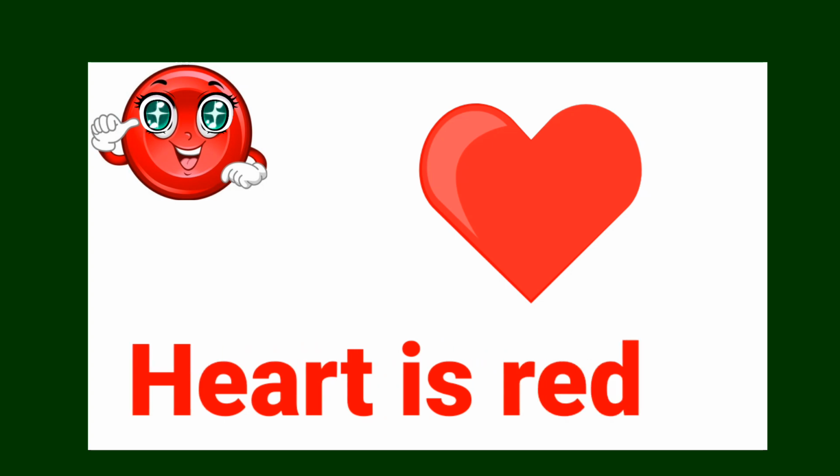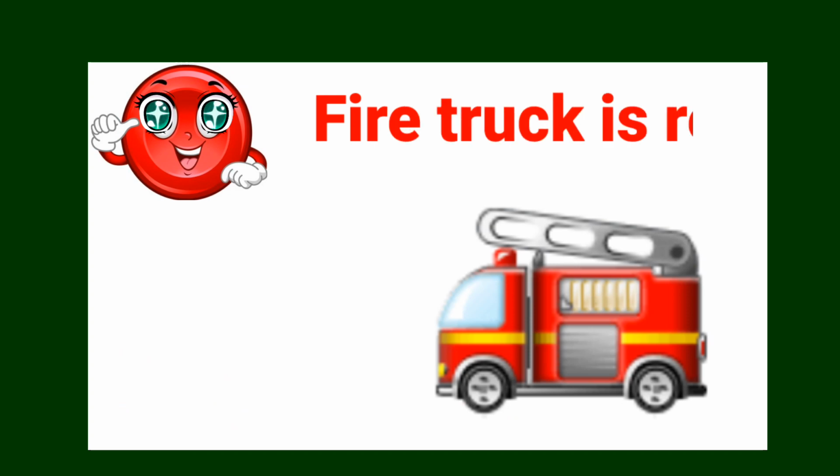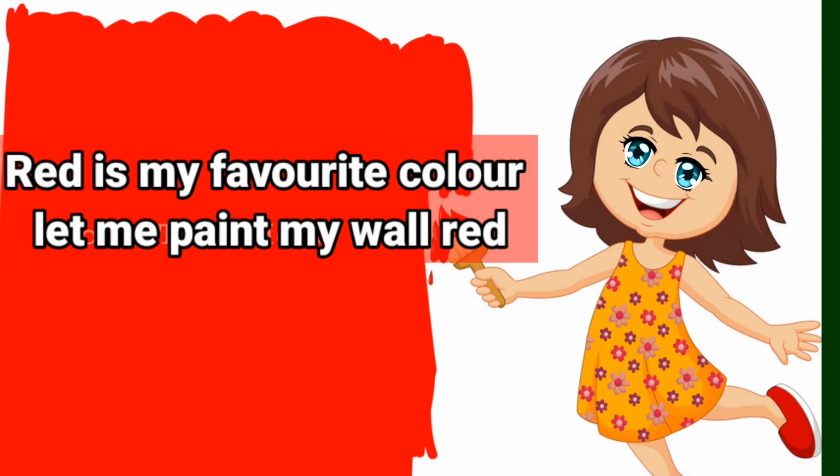R-E-D, red. Heart is red. Circle the sight word red. R-E-D, red. Red means stop. Circle the sight word red. R-E-D, red. Fire truck is red. Circle the sight word red. R-E-D, red. Red is my favorite color. Let me paint my wall red. R-E-D, red. Well done. Now next sight word.